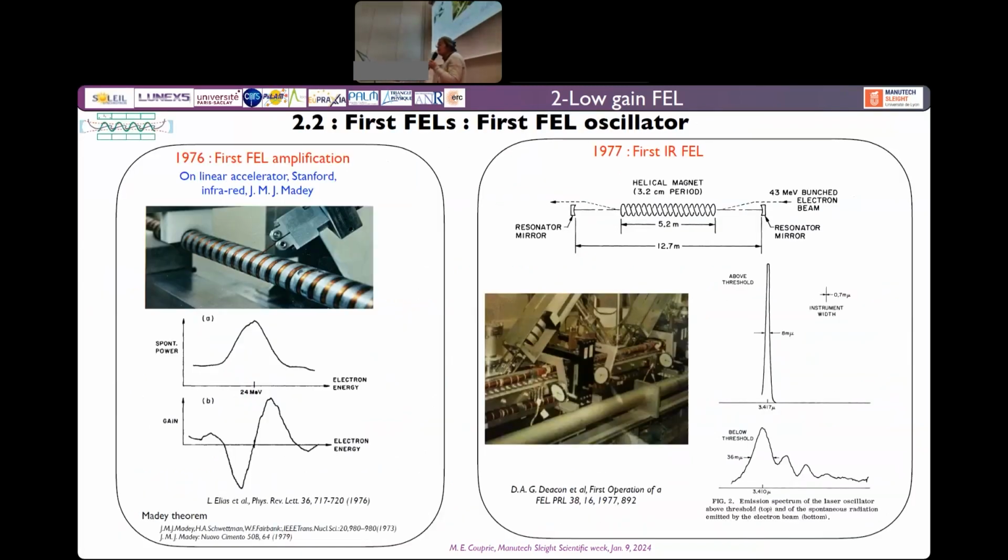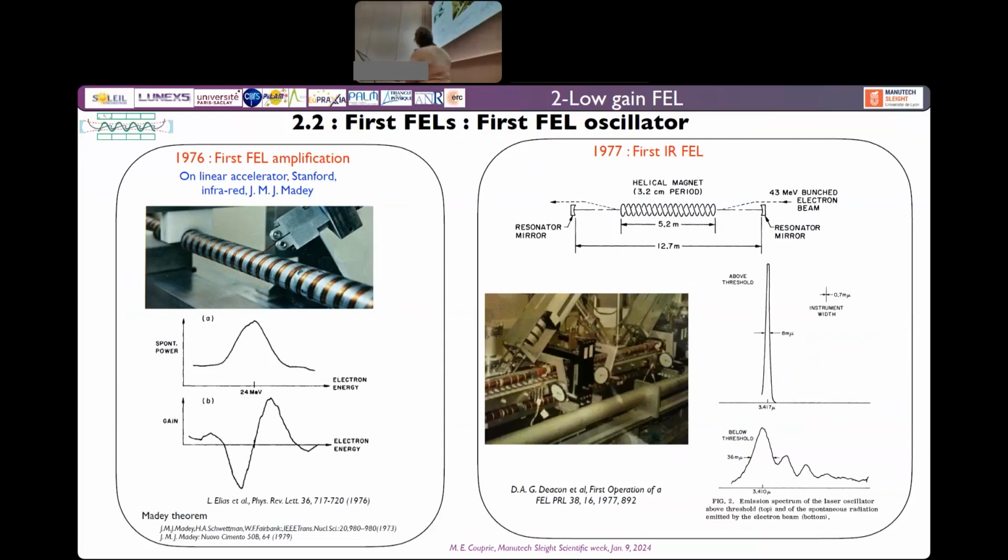So then John Madey, after developing the gain, set up a team at Stanford University to try to demonstrate the free electron laser experimentally. So he used the Stanford linear accelerator. They built a superconducting undulator by putting some copper wire along a tube. So they made a helical undulator.